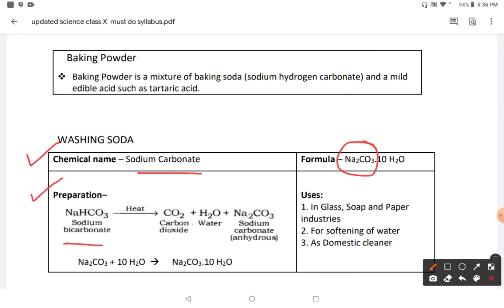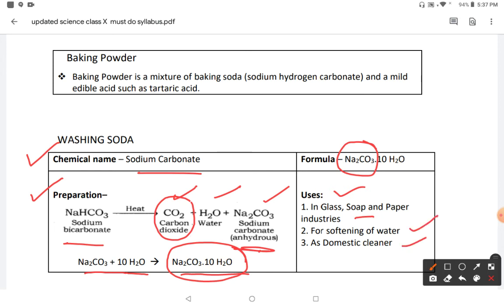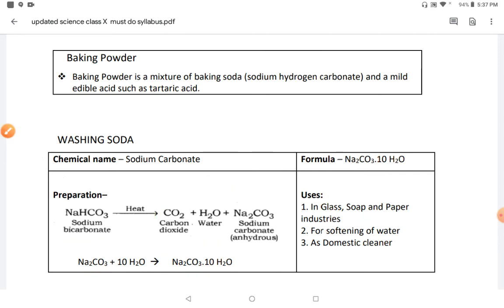When baking soda is heated, it produces carbon dioxide, water and sodium carbonate. This carbon dioxide makes things very soft and fluffy, and this sodium carbonate is called washing soda. When it is anhydrous, it doesn't contain water of crystallization. But when water is added to sodium carbonate, it forms washing soda. That is the formula of washing soda. It is used in glass, soap and paper industries, for softening of water, and as a domestic cleaner. You have seen many cleaners at home, so washing soda is used there.